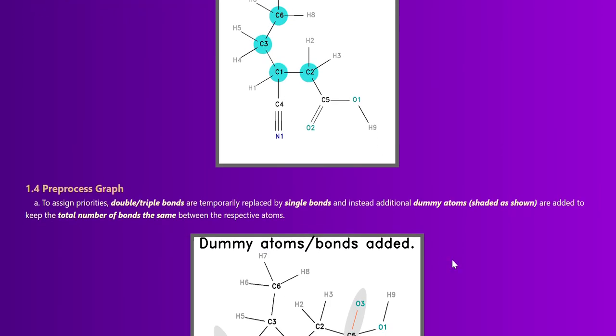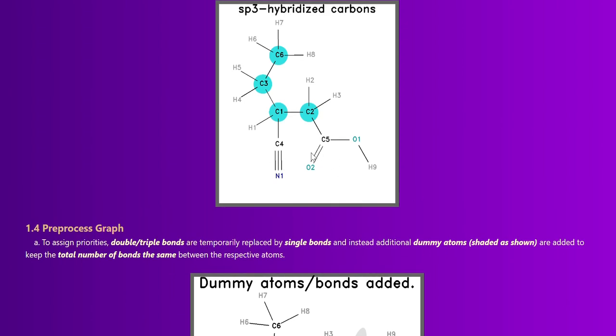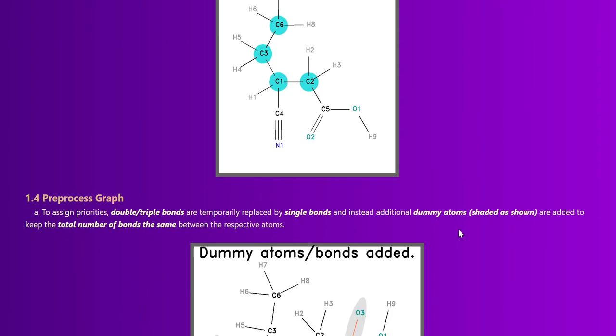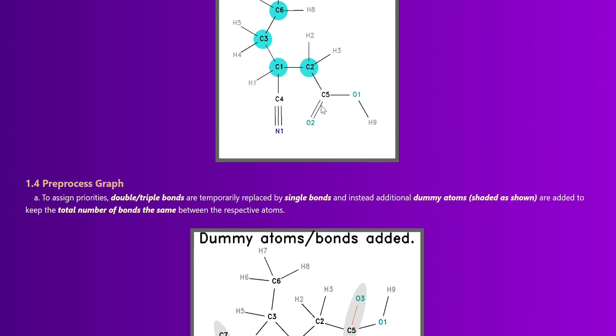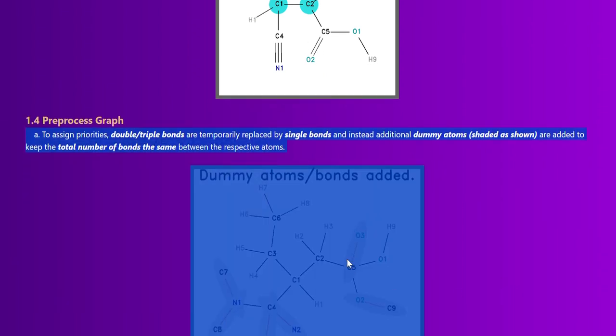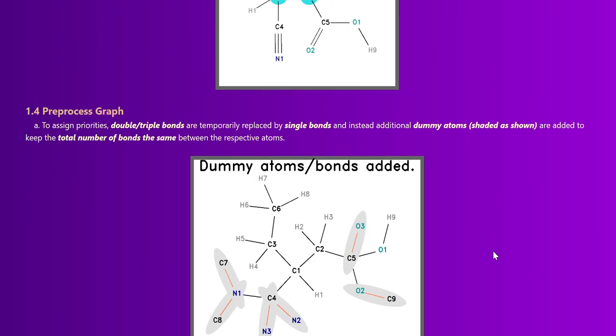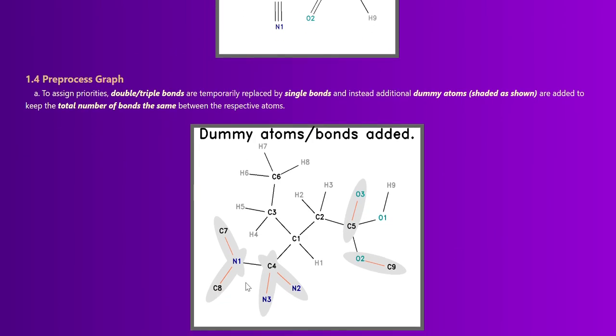Okay, so before going further, it pre-processes the graph. We see that there are multiple double and triple bonds here. To get the CIP priorities, we need to convert these double bonds into single bonds and then add certain dummy atoms, which have been shaded in this molecule. Instead of this triple bond, it has added these four different dummy atoms. Instead of these double bonds, it has added two dummy atoms, one oxygen atom and one carbon atom attached to the respective ones.